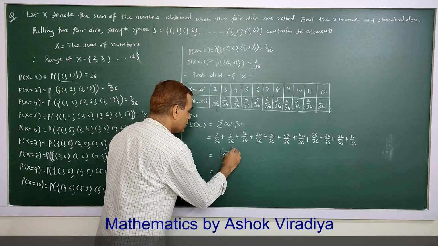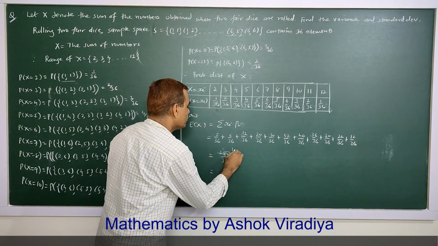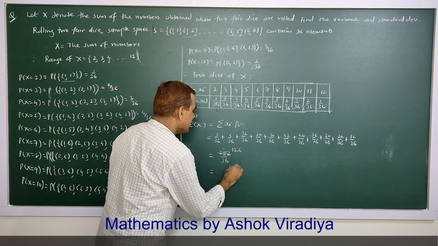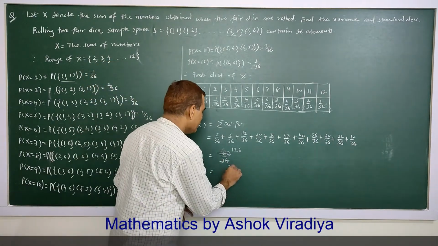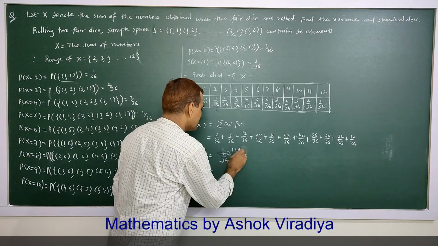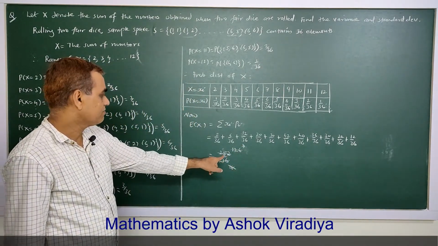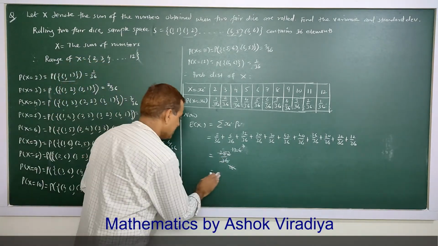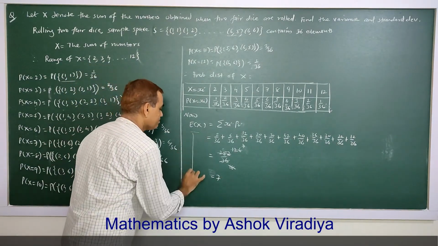So this is 1, 1 into 2 is 2, 2 into 2 is 4, 126 into 2, this is 18 into 2. So 18 into 7 is 126, 70 plus 56 is 126. So it is 7. So E of x is 7. This is the mean.